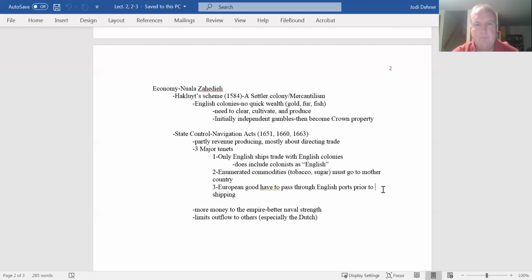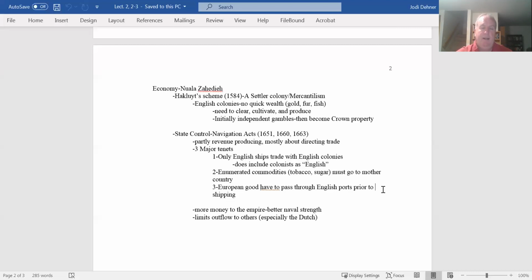Two, certain enumerated commodities must go to the mother country. And as you can readily think, it's the ones that are most valuable. So tobacco, sugar, other high dollar items by law must be traded directly to the mother country, right? This is expressly designed to undercut their competitors, particularly the Dutch.